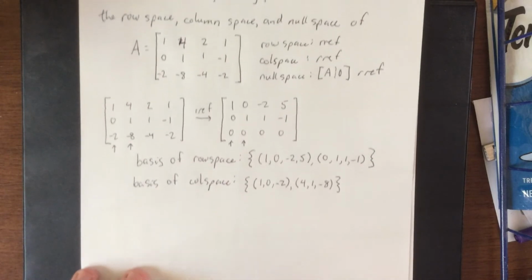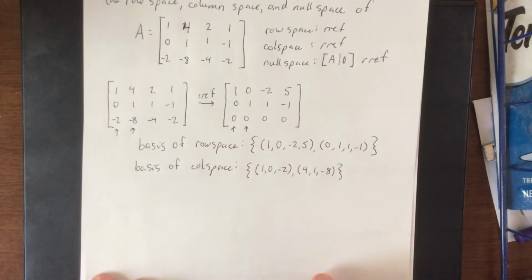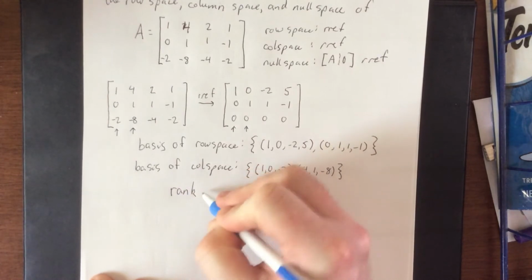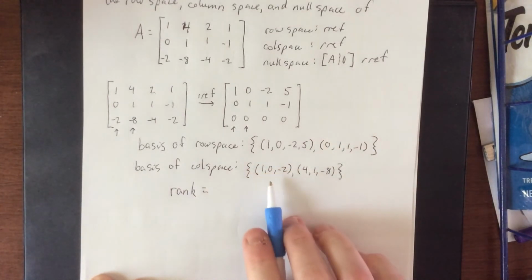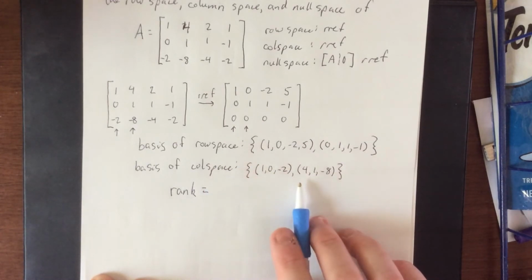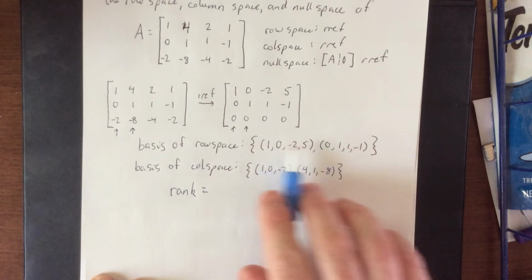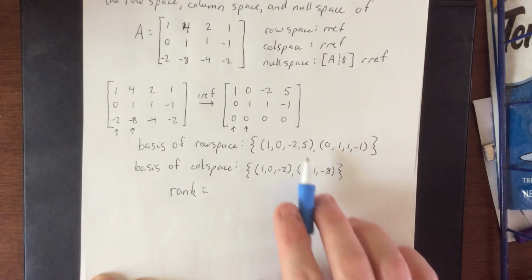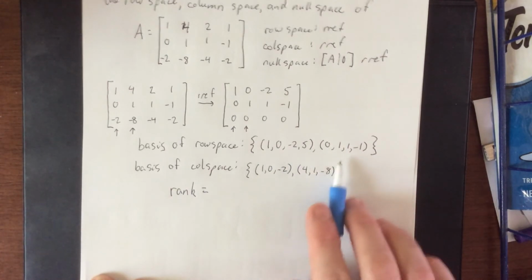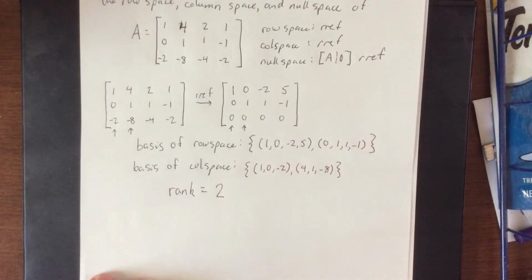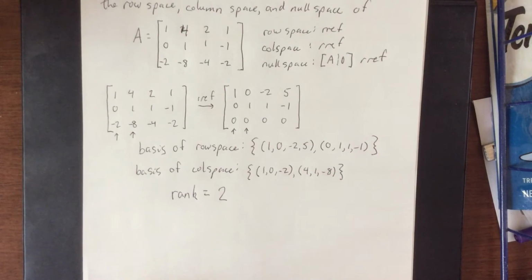Now, both of these imply the same thing. The basis of the row space and the basis of the column space determine the rank of the matrix. The rank is defined as the dimension of the row space and the dimension of the column space. The dimension is uniquely determined by the number of basis vectors in the row space and in the column space. Both of these contain exactly 2 vectors, so that is going to wind up being our rank.